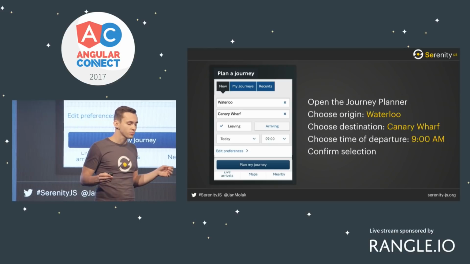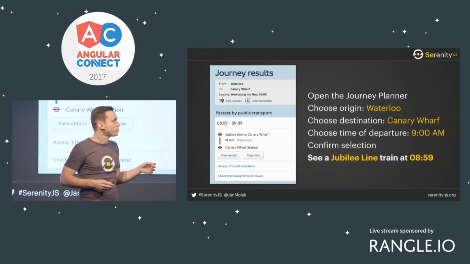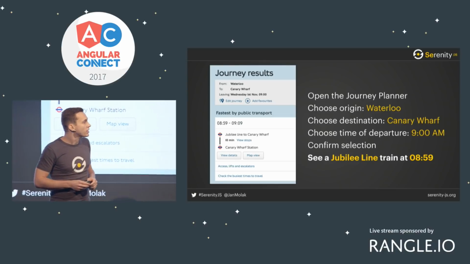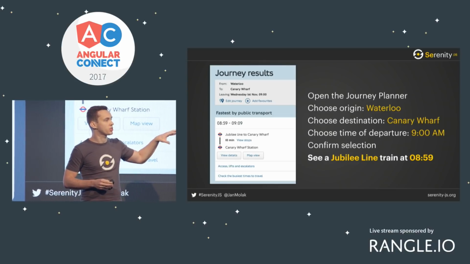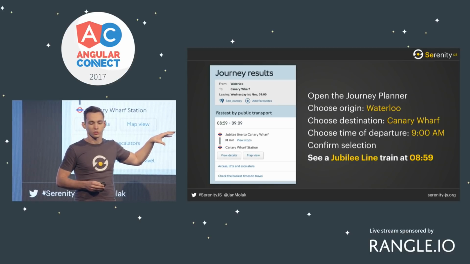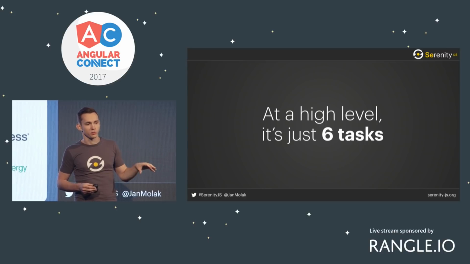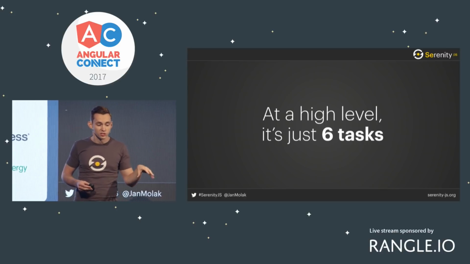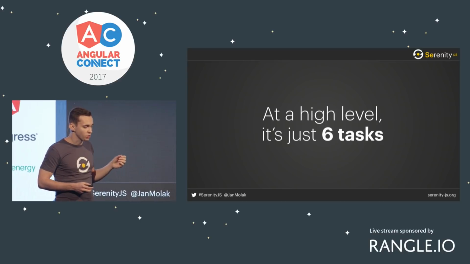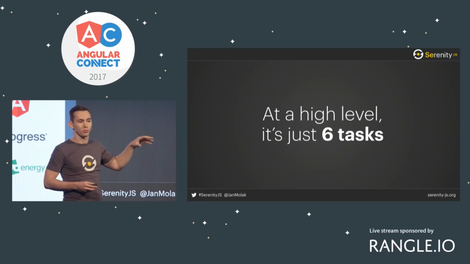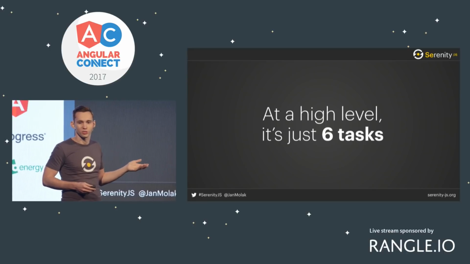With the results in place, I can finally perform the verification, so I should be able to see the train. But at the high level, those are just 6 things that we need to do as a user. So we've got those 6 business domain-specific, user-centered tasks that we need to perform in order to complete the scenario. And surely, if we are testing the Journey Planner, those tasks will be reused across a number of other scenarios, because they'll be fairly common. So it's important for them to be reusable.